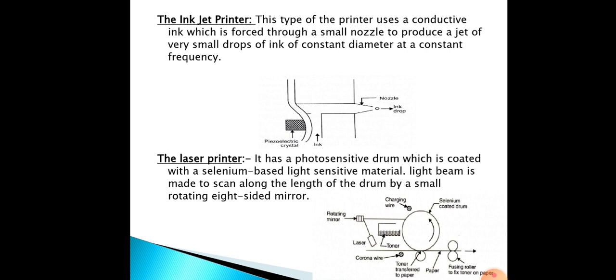Then that drum passes the toner reservoir. Whatever has been written on the drum are the charged areas. Those charged areas attract the particles of the toner, which stick on those areas. The paper is given a charge as it passes another charging wire. Then a hot fusing roller is used to melt the toner particles, so they finally adhere to the paper.